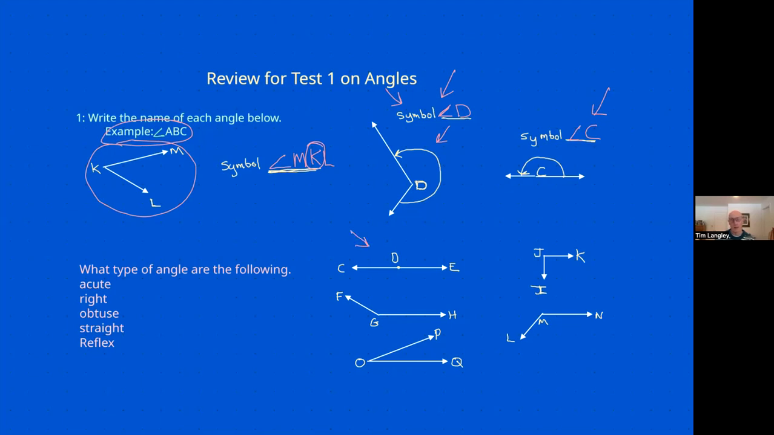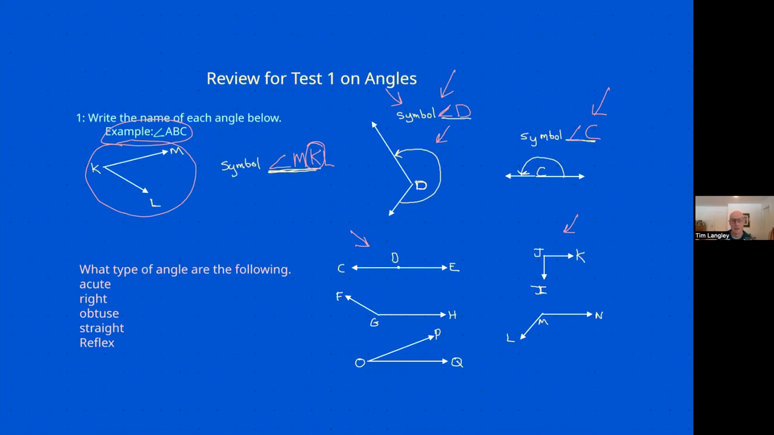What type of angle is that? Okay, you're probably right. That's a straight angle. Okay, that's a fairly easy one. Let's move over to the right here. Angle KJI. Okay, sounds like a radio station. This is KJI FM radio.